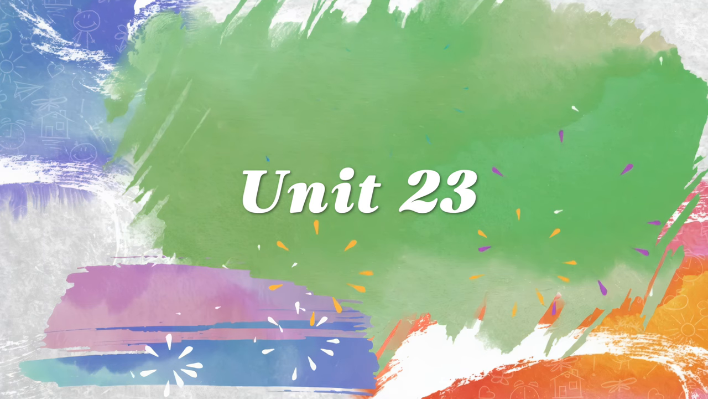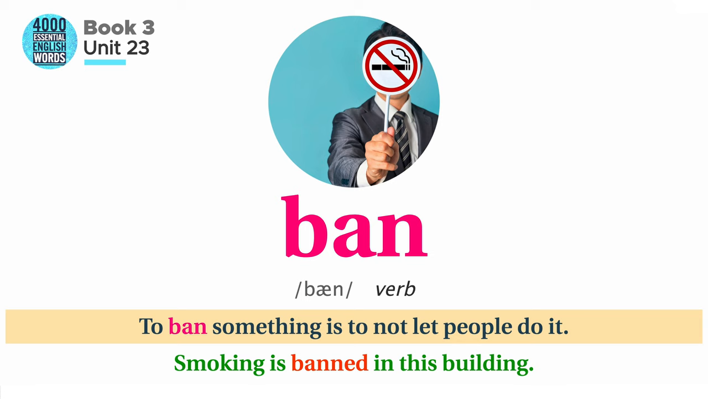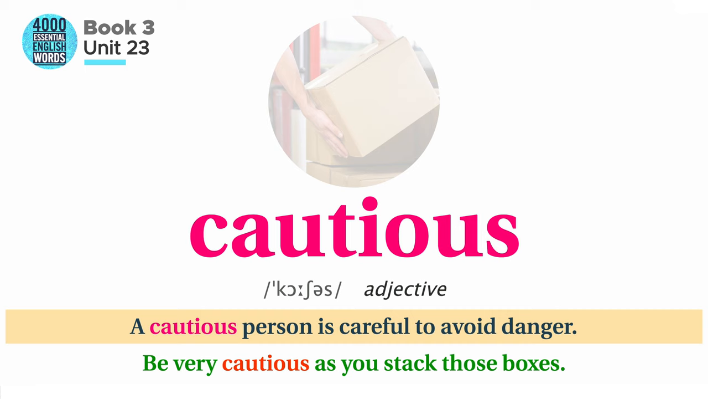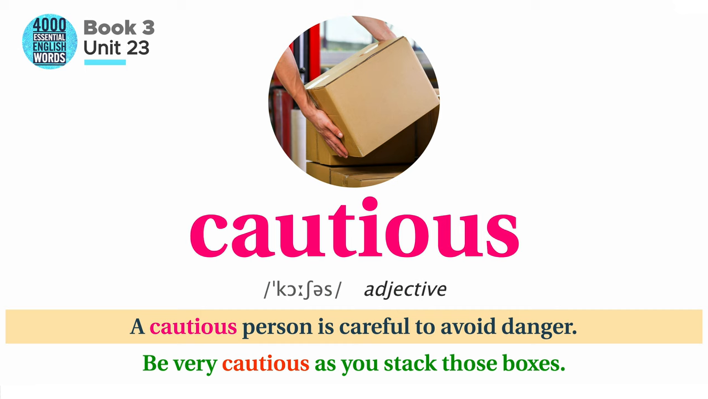Unit 23. Word List. Ban. To ban something is to not let people do it. Smoking is banned in this building. Cautious. A cautious person is careful to avoid danger. Be very cautious as you stack those boxes.